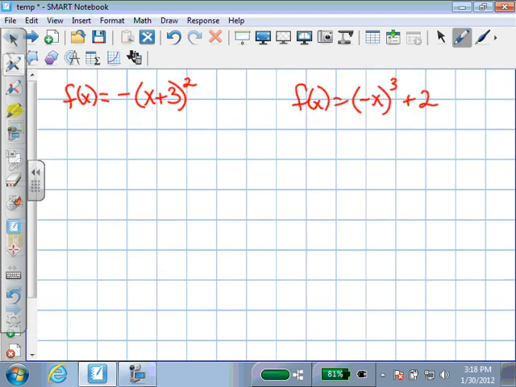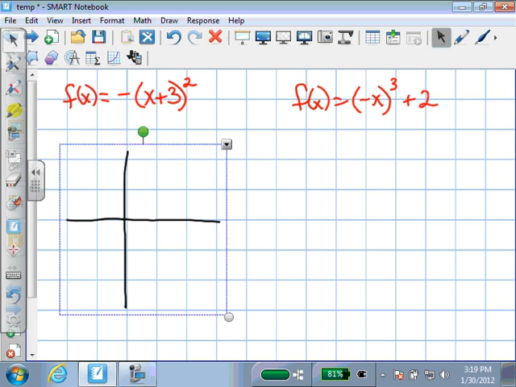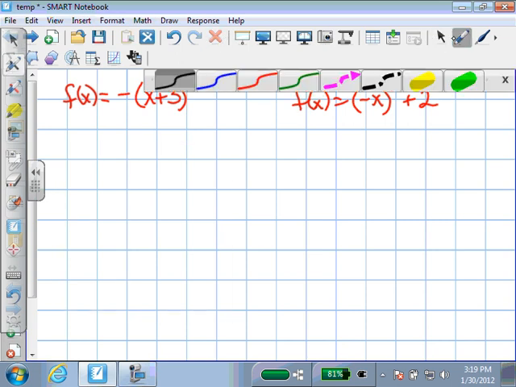Now we're going to make sketches using our basic graphs. So based on the transformations here, I put this in the wrong place. Okay, so let's start again.